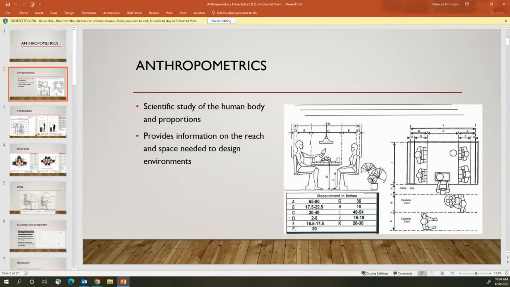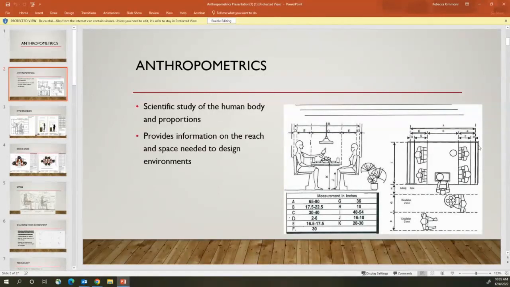It includes things like our reach, when we kneel or squat, how much space that takes up, what we need. It's based on the average body. And lots of times there's a range now because we know there's not really one average. But this is highly used by furniture manufacturers, and we will use it for space planning as well. It provides information so that we know how much space is needed to design environments.